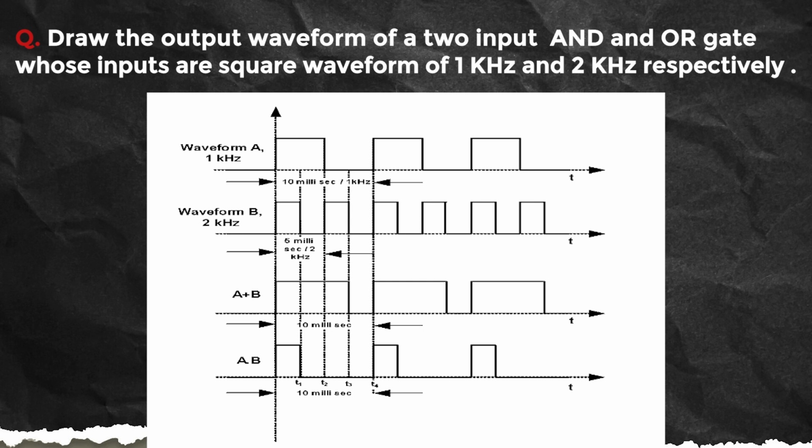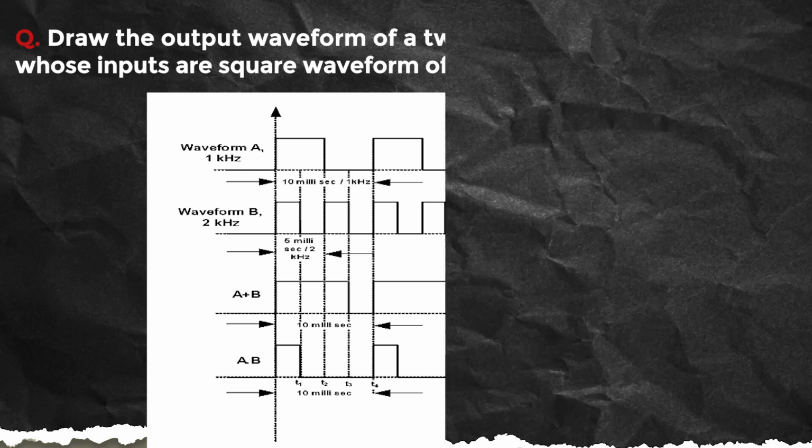So you can see that the duty cycle is more for an OR operation. That means the time period for which the output is 1 is more for an OR gate, and for an AND gate only from 0 to T1 the output is at logic 1, and from T1 to T4 the output of the AND gate is at logic 0.